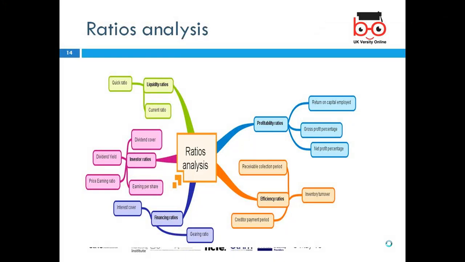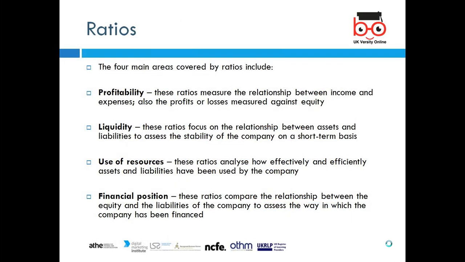Yeah. Okay, so we can use ratios and ratio analysis. These are the different types of ratios we use, like profitability ratios. Profitability ratios help us to decide how much profit or loss the company makes during the year. So the first ratio is the profitability ratio. These ratios measure the relationship between income and expenses, and also profit and loss measured against the equity. So we look at how much investment we have, how much profit we made, and how much expenses were incurred. All these things we look at under the profitability ratios.